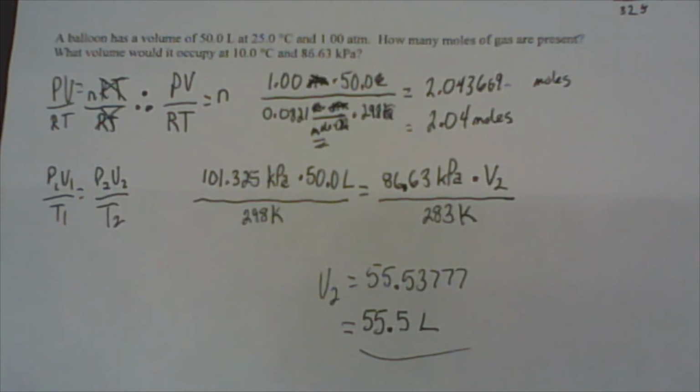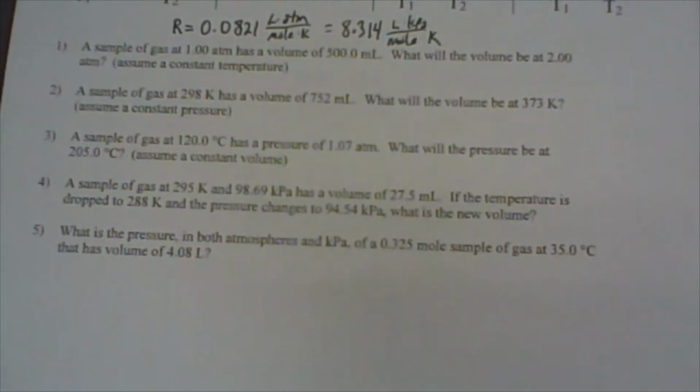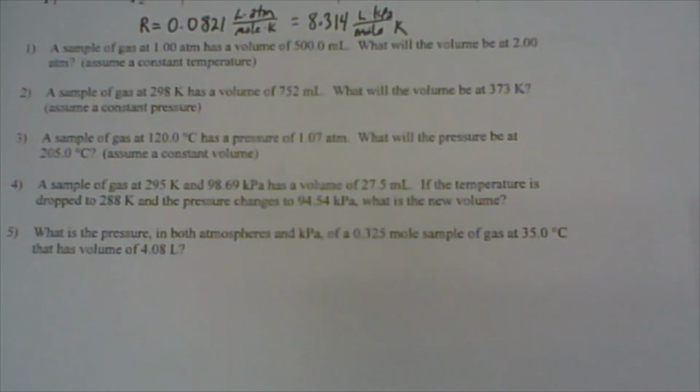So, you have a homework assignment. 0.0821 liters atmospheres divided by moles Kelvin equals 8.314 liters kPa. So we have 5 problems here. This is available for download.